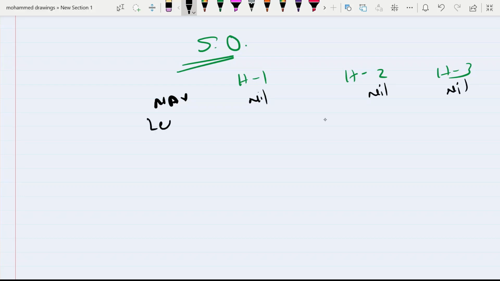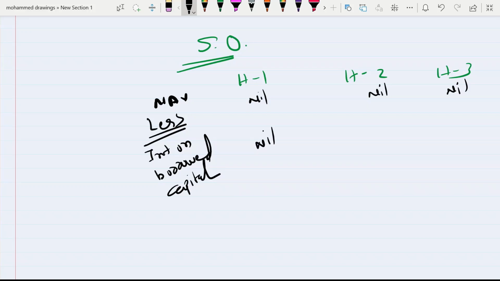Now less interest on borrowed capital, you will get only one deduction, interest on borrowed capital. Here there is no interest on borrowed capital for house 1, so nil. So house 1 answer is nil. House 2, you have taken loan.